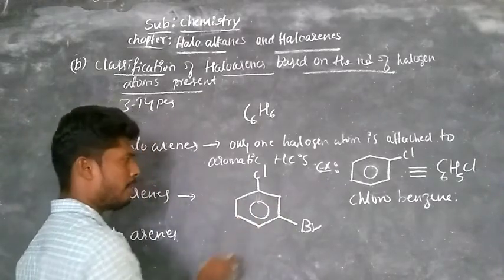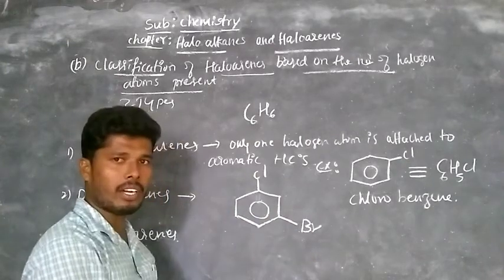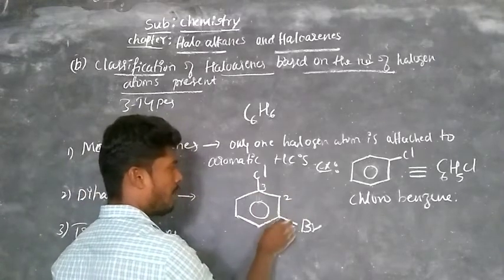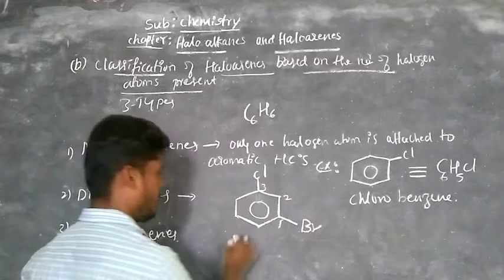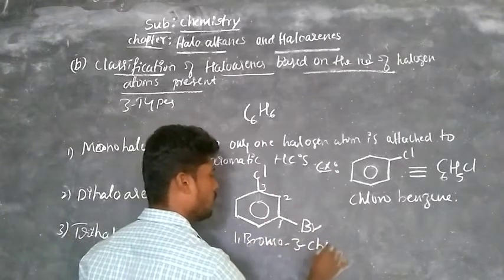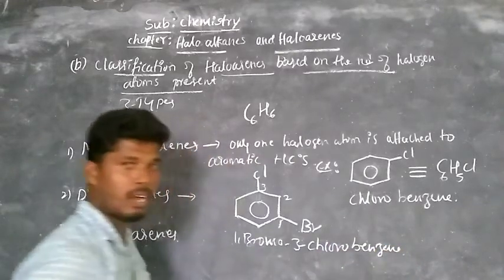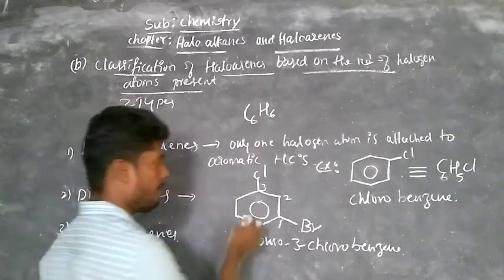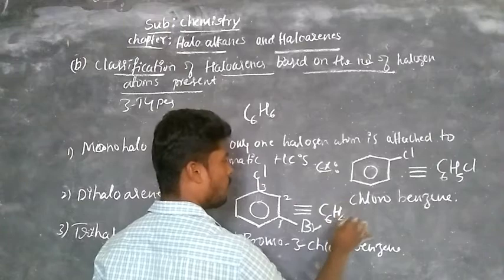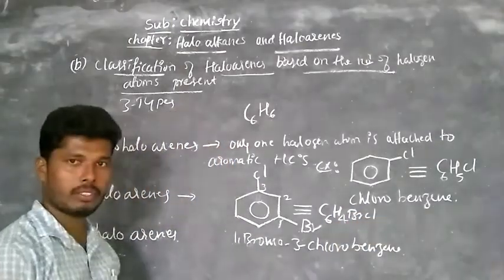Now its name is what? Give numbers. Among these two, which one comes first in alphabetical order? Bromine. So 1, 2, 3. That is 1-bromo-3-chlorobenzene. Right. Its molecular formula is C6H4BrCl. It can be written like that.